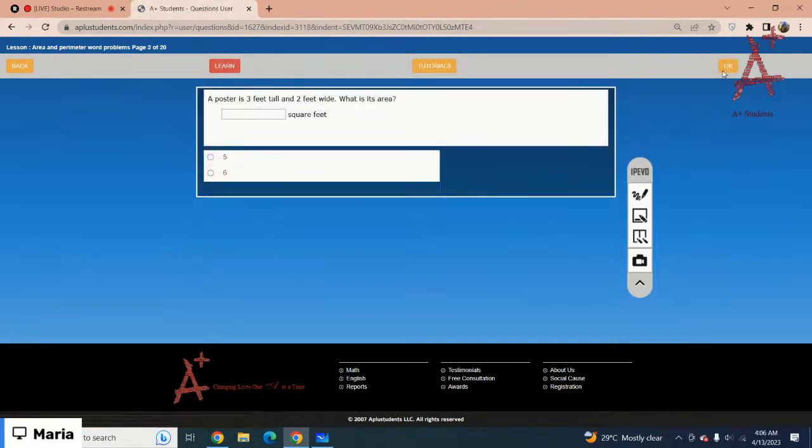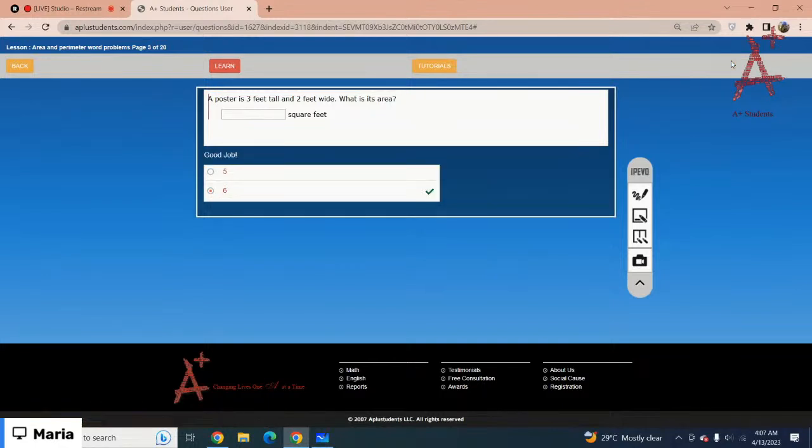The next one: a poster is 3 feet tall and 2 feet wide. What is its area? Which is the correct option? That would be a rectangular shape, so area is length times width. 3 times 2 is 6. So the correct option is 6. Just select the correct option and click on the OK button.